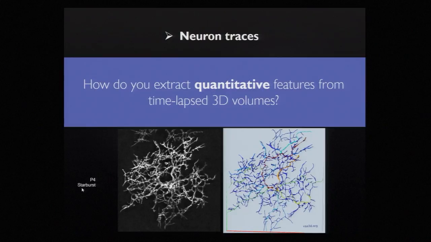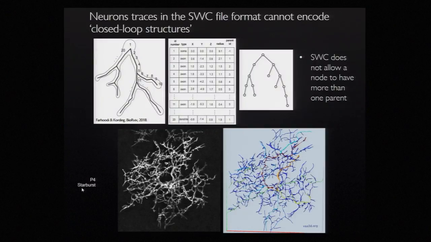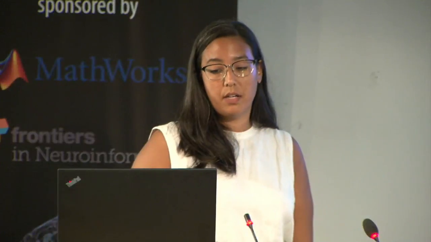So typically, if you're trying to extract morphological features, you start with a neuron trace. So what I'm showing you here is that same experiment, and then this neuron trace. And the most widely used open source file format for these neuron traces is the SWC file.